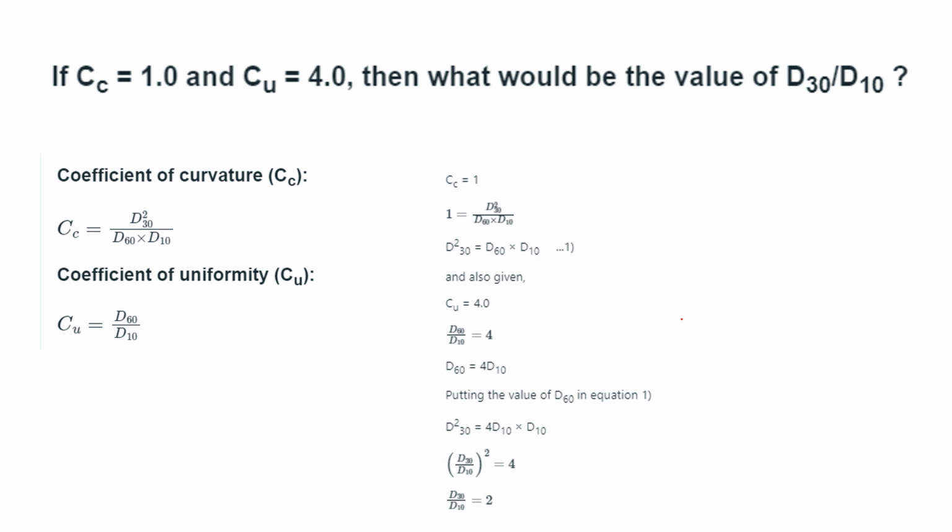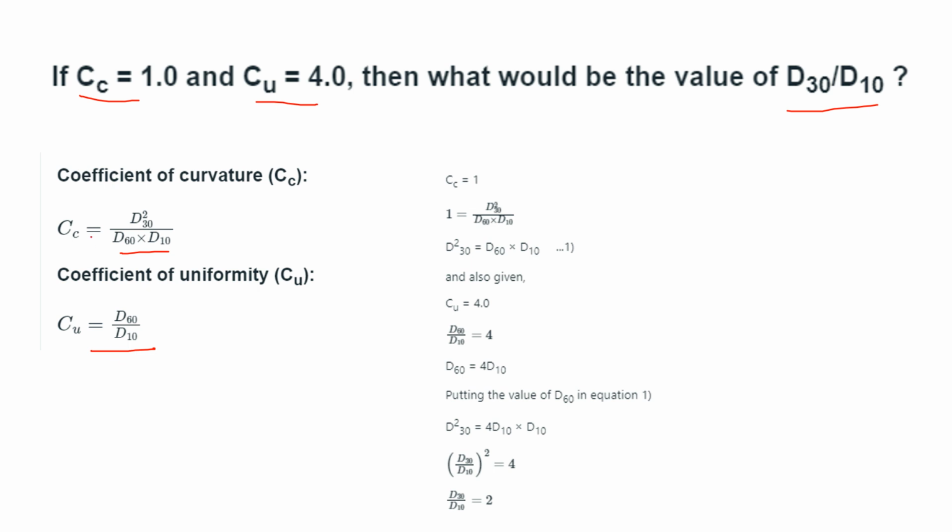We'll see a small problem which is similar to your assignment. The CC value is 1, the CU value is 4. What would be the value of D30 by D10? This is one of the GATE questions also. They are asking what is the ratio of D30 by D10. Always start from the basics. We know CC is D30 square by D60 into D10, and we know CU is D60 by D10.